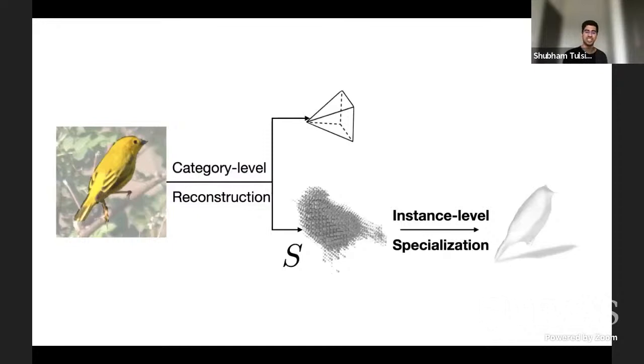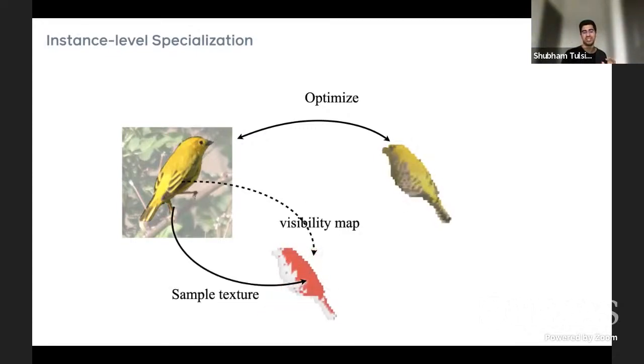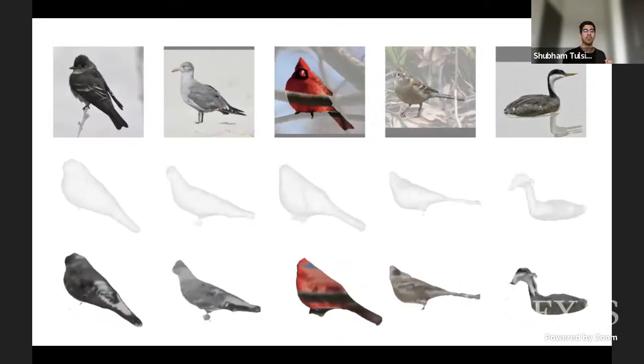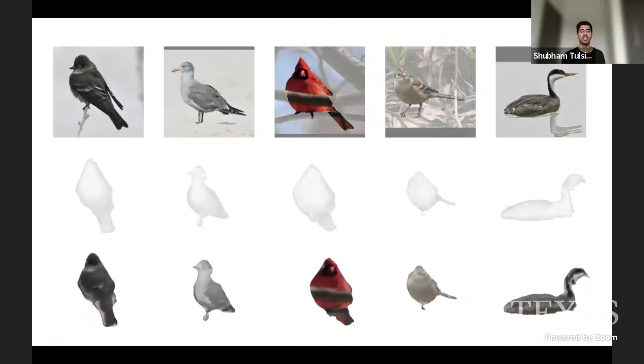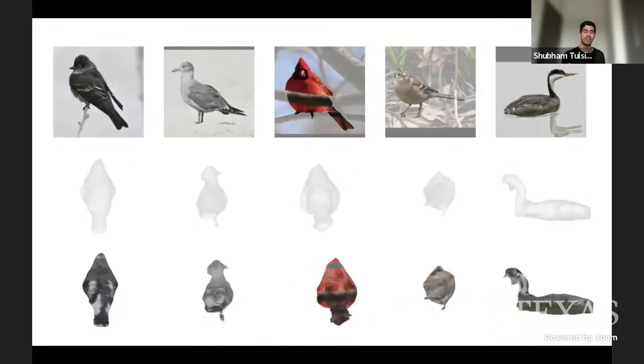And then we have just a very simple instance-level specialization process where, again, I'll skip some of the details, but at a very high level, we convert the predicted occupancy to a mesh and transform the voxel features onto mesh features, and then just optimize it to better match the details in the visible regions of the input while enforcing some symmetry constraints and some visibility map. But this is essentially just a simple optimization where we optimize the mesh to better match the texture and the shape of the original input. And this lets us get some reasonable results on categories like birds.